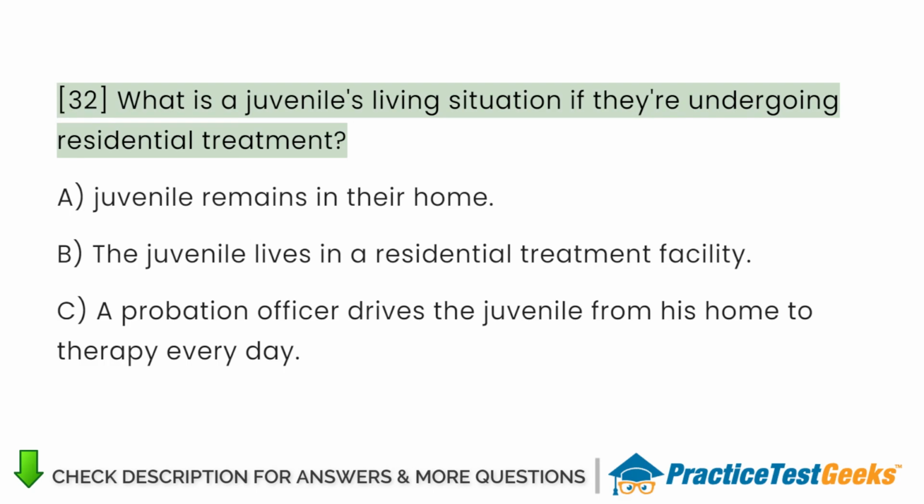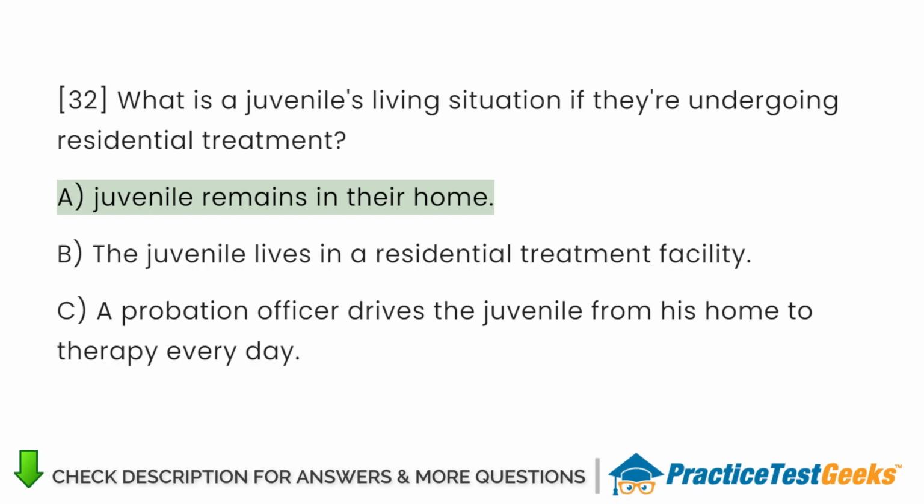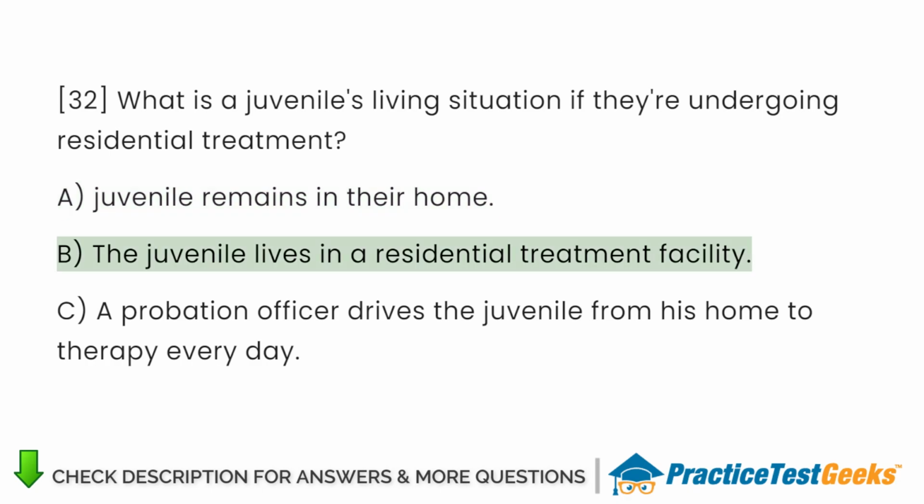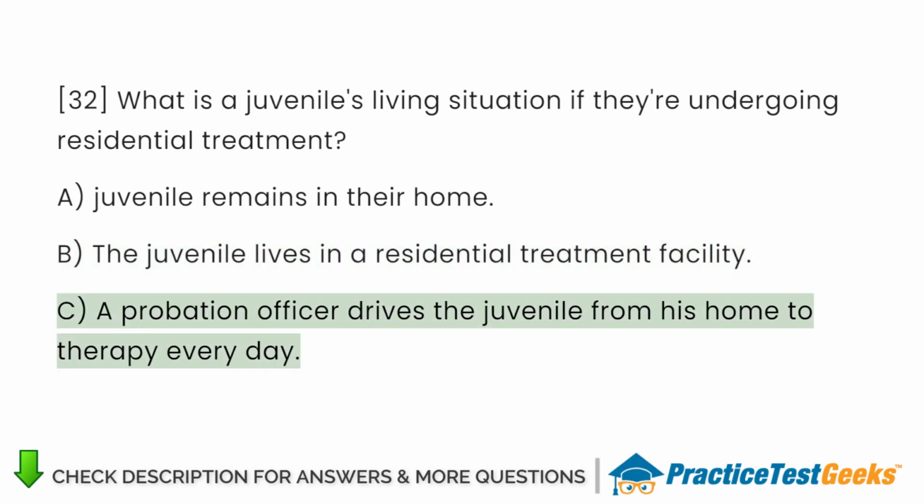What is a juvenile's living situation if they're undergoing residential treatment? A. Juvenile remains in their home. B. The juvenile lives in a residential treatment facility. C. A probation officer drives the juvenile from his home to therapy every day.